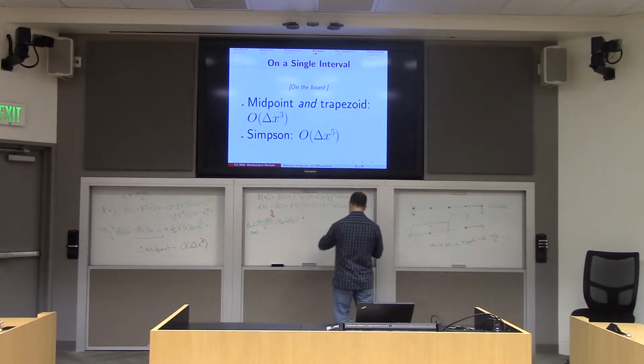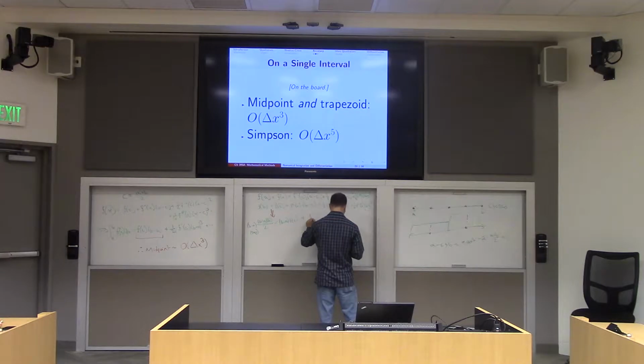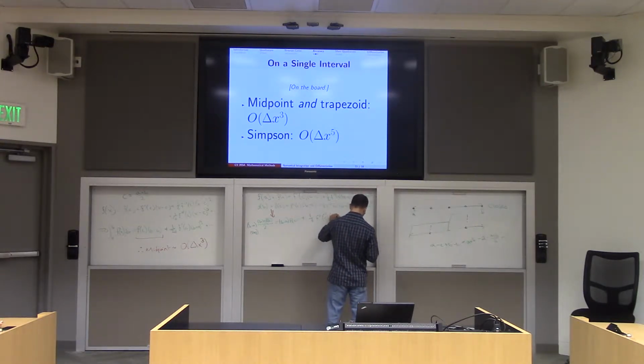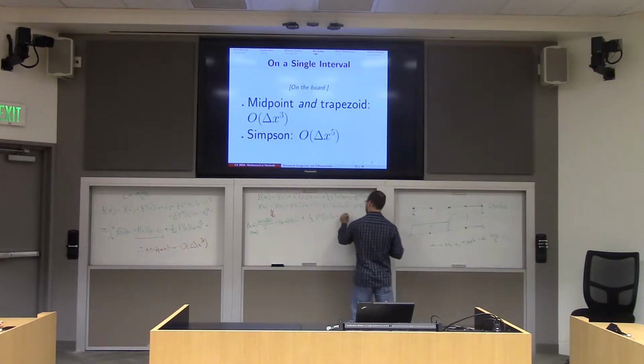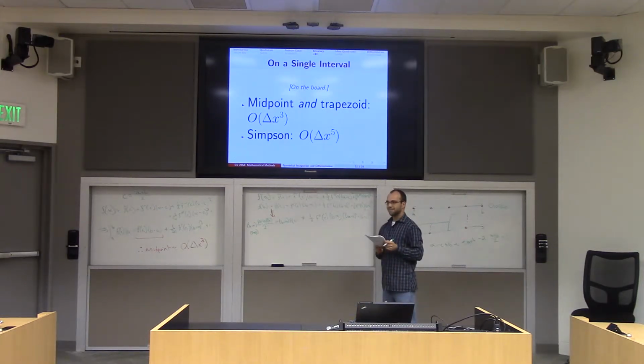So what do we get? Well, when we write down the next term, we're going to have plus 1/4 f prime prime of c times b minus a. And unfortunately, it's kind of annoying to write down: a minus c squared plus b minus c squared, plus other stuff.